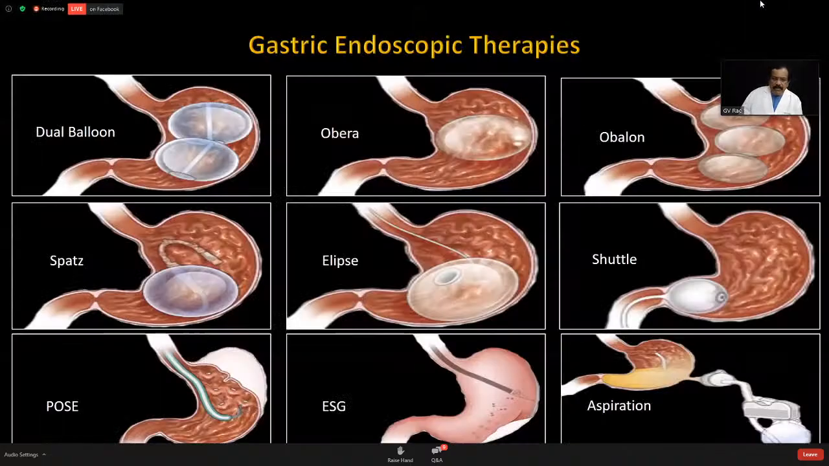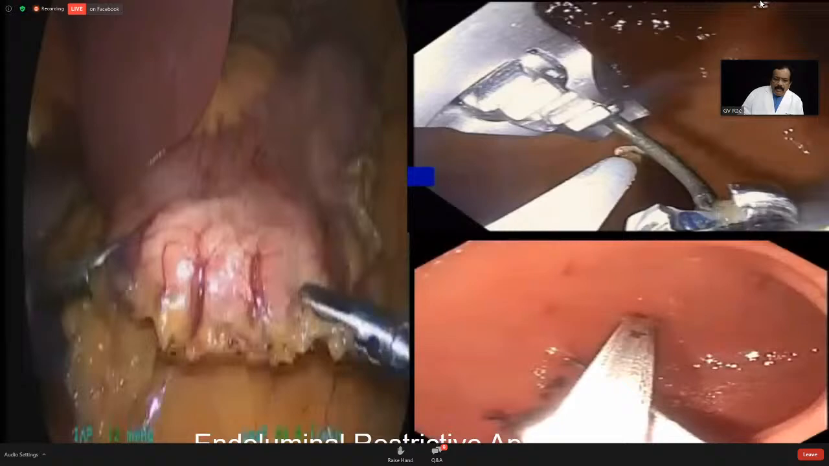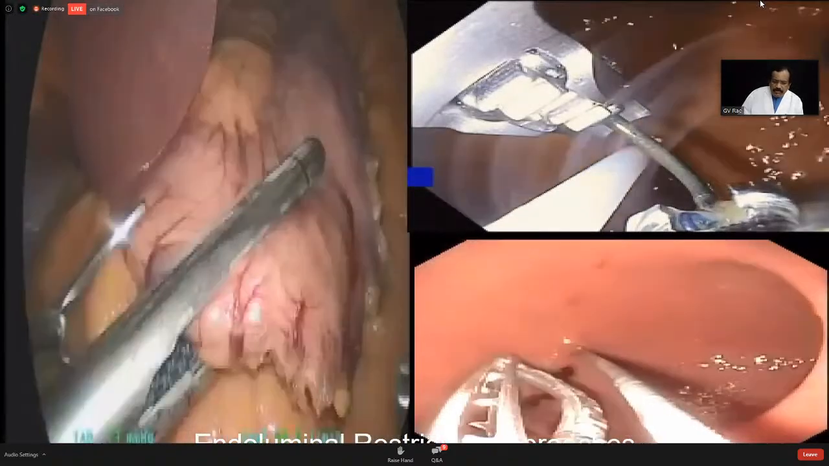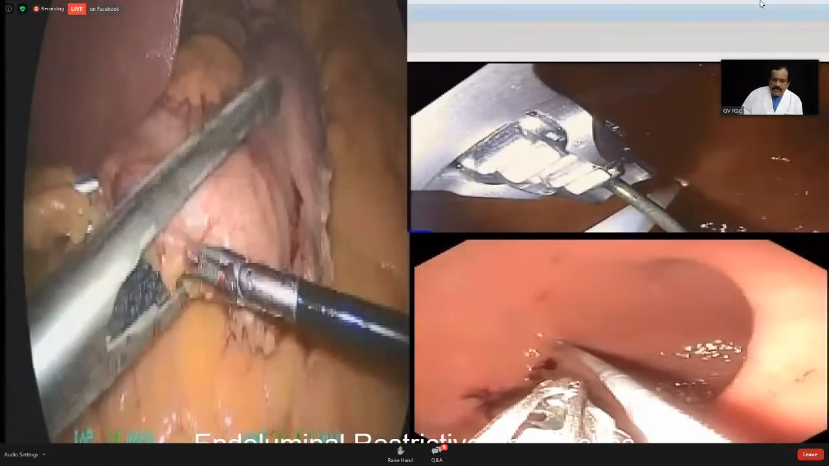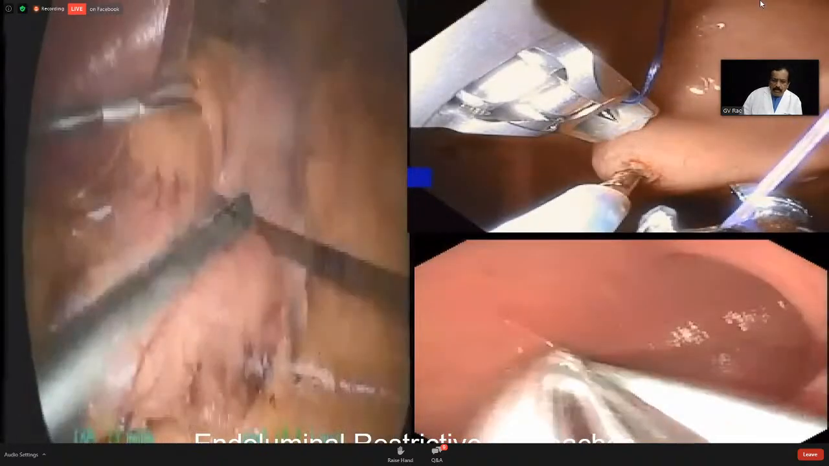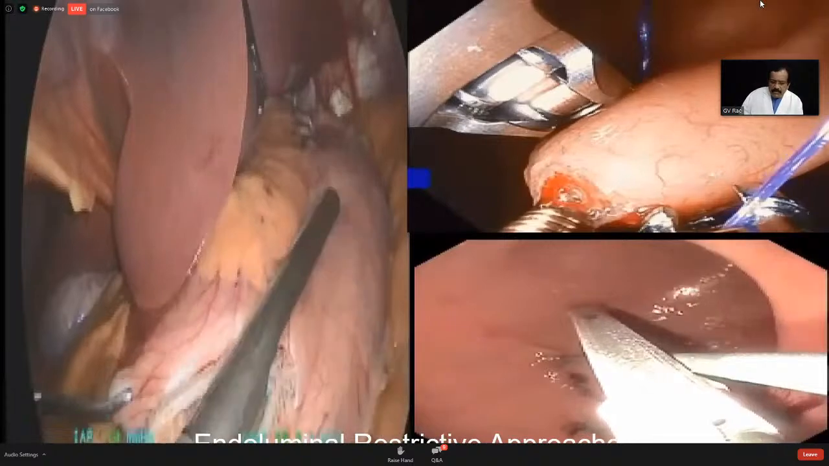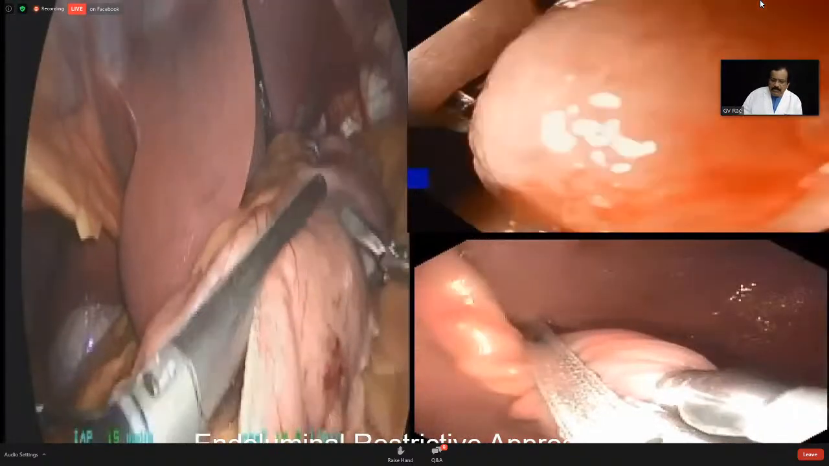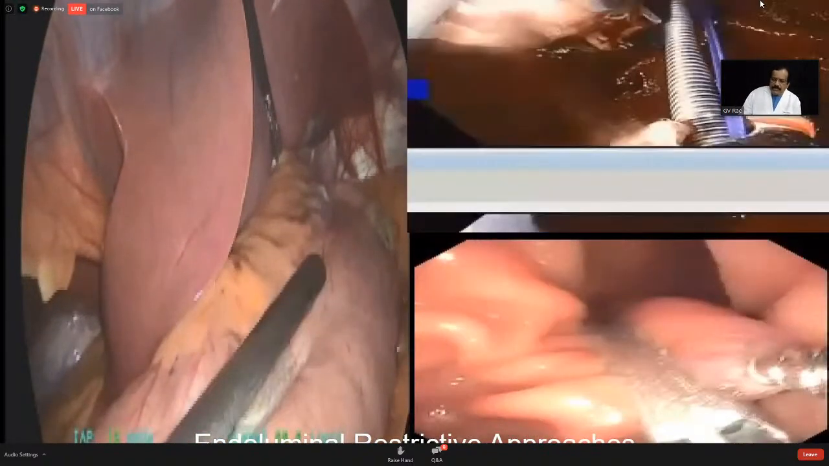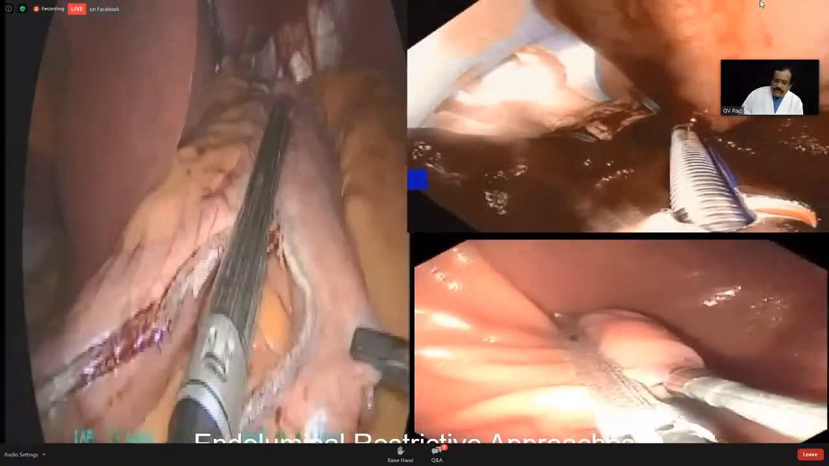Let's get on to bariatric and metabolic endoscopy. A lot has been happening, with umpteen techniques available for obesity and for metabolic therapy. Most of these endoluminal restrictive endoscopic procedures are based on the laparoscopic procedures. The results of laparoscopic surgery have been translated onto the endoscopic side. We have many of these procedures that have come.